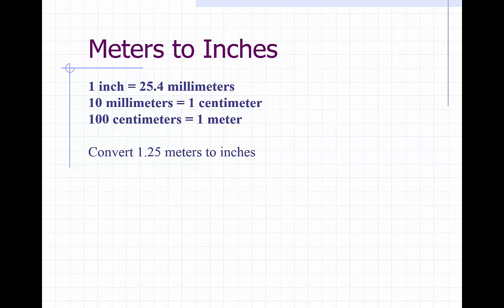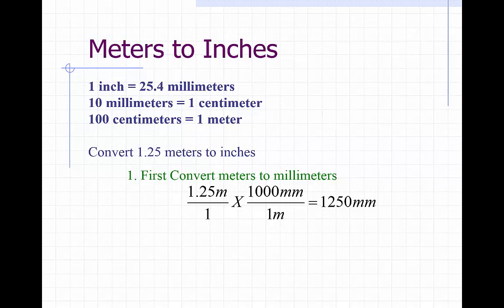Sometimes you have to do this in multiple steps. So here we're wanting to convert 1.25 meters to inches. You could go online and find a conversion factor to go directly from meters to inches, but in this case we'll take it in 2 steps. So we know if we were to go into centimeters or millimeters. Let's just go from meters directly to millimeters to find this problem. So I'm going to convert the meters to millimeters. So 1.25 meters over 1 times 1,000 millimeters over 1 meter.